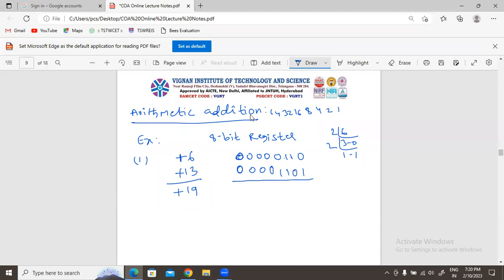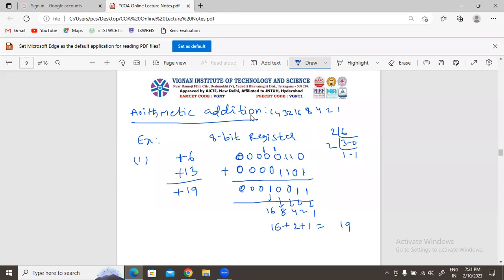Now please do the addition operation. 0 plus 1 is 1. 1 plus 0 is 1. Next, 1 plus 1: sum 0, carry 1. 1 plus 1: sum 0, carry 1. Then 1 plus 0 plus 0 is 1. The remaining bits are 0. Now see the value here using the 8421 code: this bit is 8, this bit is 4, this is 2, 1, and this bit is 16. So 16 plus 2 plus 1. What is the value, Ra?